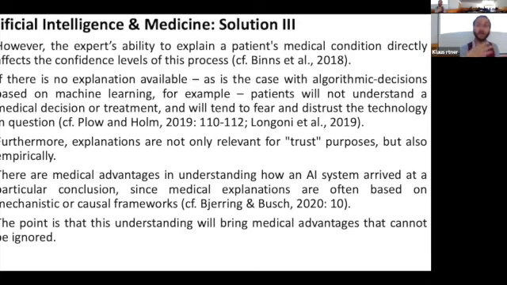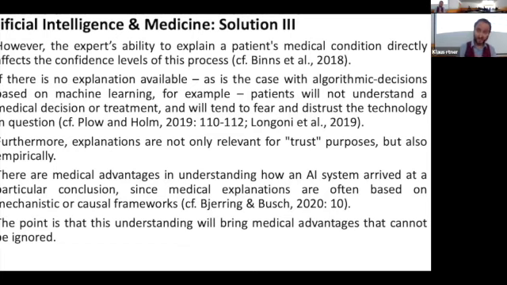And we know, based on data from psychology, that the expert's ability to explain to a patient their medical condition directly affects the level of trust that the patients have in that doctor. But if there is no explanation available, as seems to be the case with a lot of AI models currently, especially those based on deep learning and machine learning, patients will not understand a medical decision or a treatment, and because of that, they will tend to fear or distrust the technology in question.